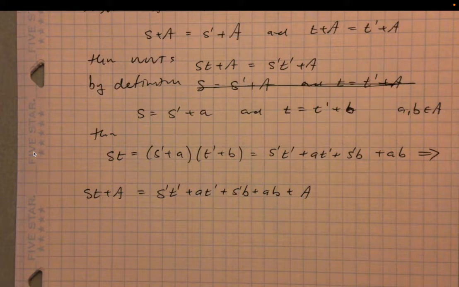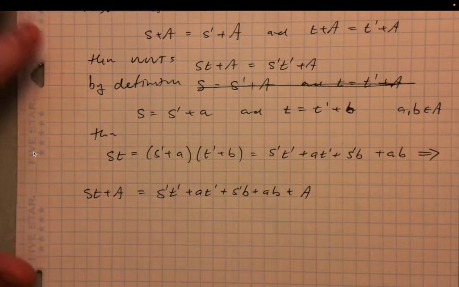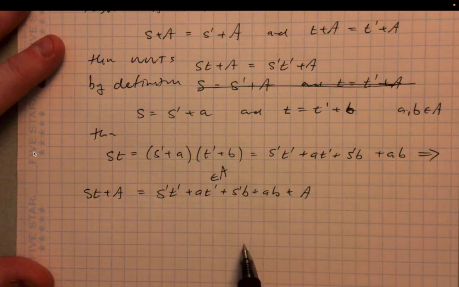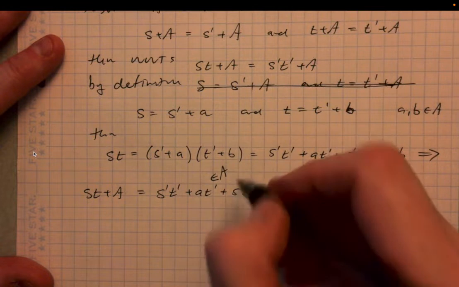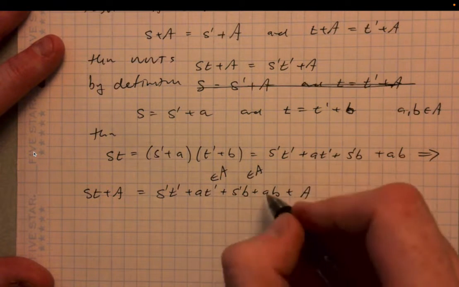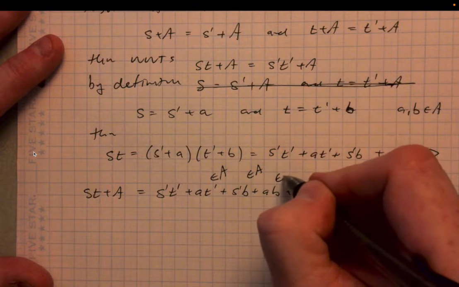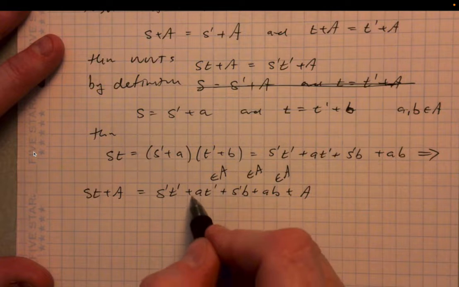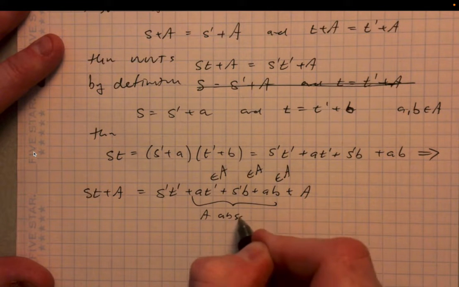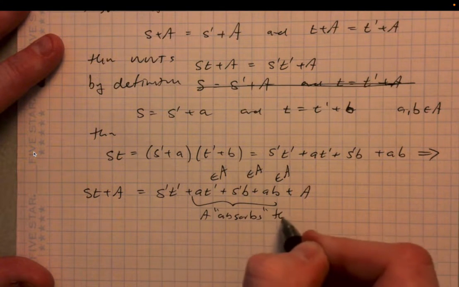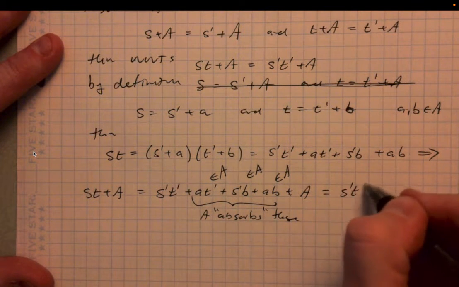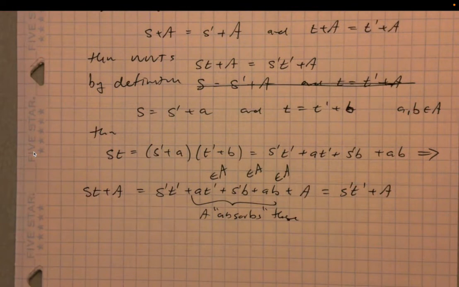Now, what's going to happen with this expression? This thing here is going to be in A, because a is in A. And this thing here is going to be in A because b is in A. And this thing's obviously in A because they're both in A, right? So these are all going to get absorbed. And so this whole thing is just S prime T prime plus A. Okay. And so there you have it.